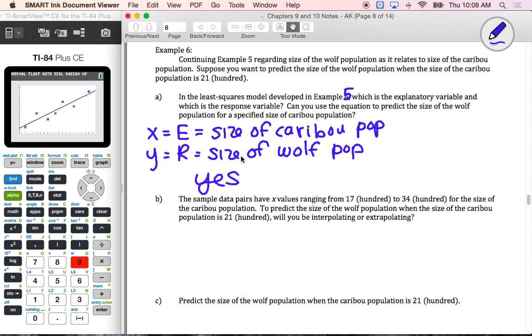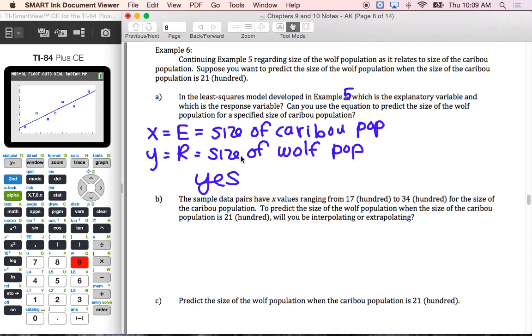So as you go through this, again, it tells us in the problem that x represents the size of the caribou and that y represents the size of the wolf population. So x is our explanatory, y is our response variable. So we can use the caribou population to predict that wolf population.